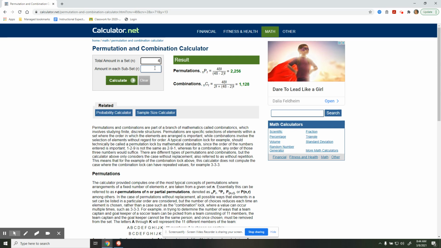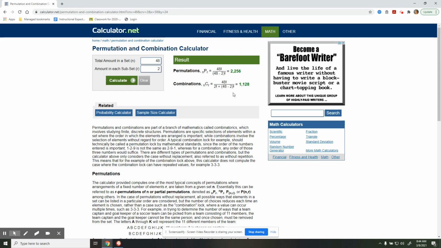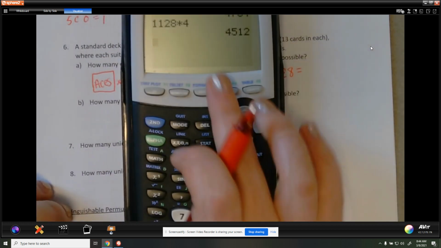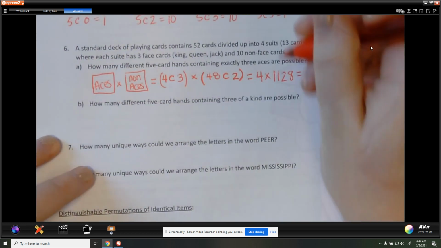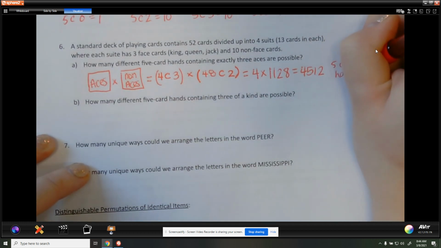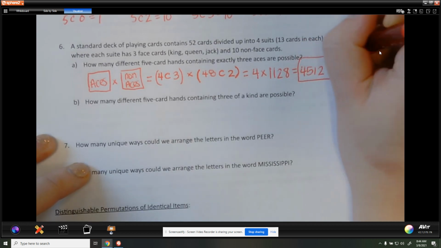So 4 choose 3. These are my aces. And I want the combination, so I just have 4 times 48 choose 2, the other 2 cards for my 5-card hand. So 1,128. Well, 4 times 1,128, I'll do in my regular calculator. That is 4,512 5-card hands with three aces. That's amazing, isn't it? It's so many.